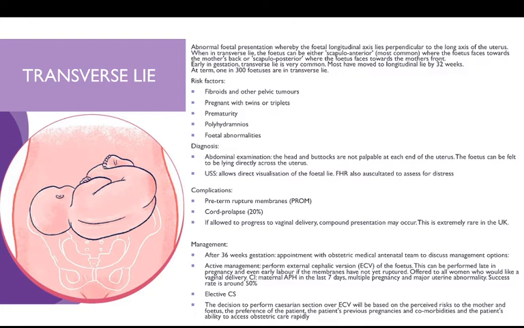And the risk factors for having a transverse lie past 32 weeks are having fibroids or other pelvic tumours, because that can make it difficult for the baby to position, if that makes sense. Being pregnant with twins or triplets. Prematurity, which makes sense because a baby born prematurely might be born before it has time to move into a longitudinal lie. Polyhydramnios. The way I remember this, I don't know if this is true or not, is if there's too much amniotic fluid, it's easier for the baby to move around and to end up in an abnormal position. And also fetal abnormalities are a risk factor for transverse lie.